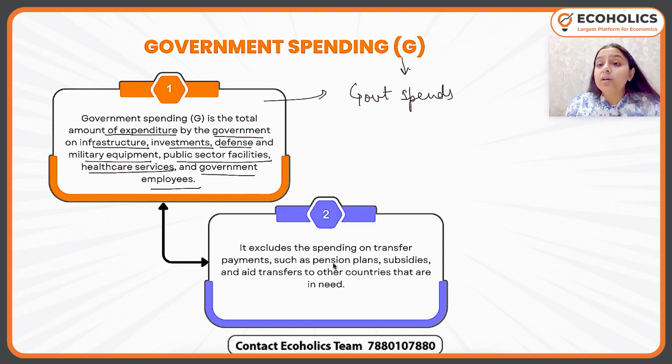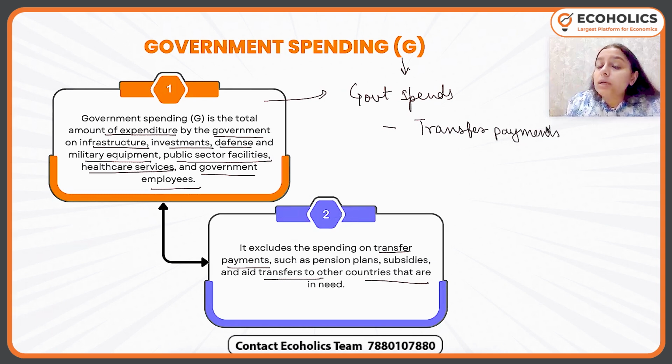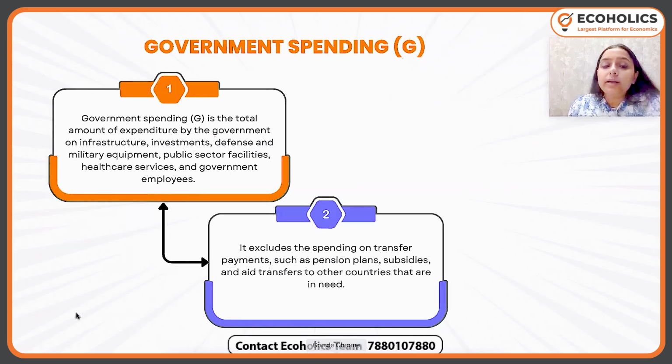But a key point to take care of is that whatever the government spends on transfer payments, such as pension plans, subsidies, or the transfers made to other countries for aid, like medical aid or some natural disaster aid, all of that is excluded. You exclude the transfer payments because transfer payments are always one-sided payments. That is not something you're going to get in return. So we exclude that. We only include the salary of government employees here and not the pension plans. So that is about the government spending component in detail.